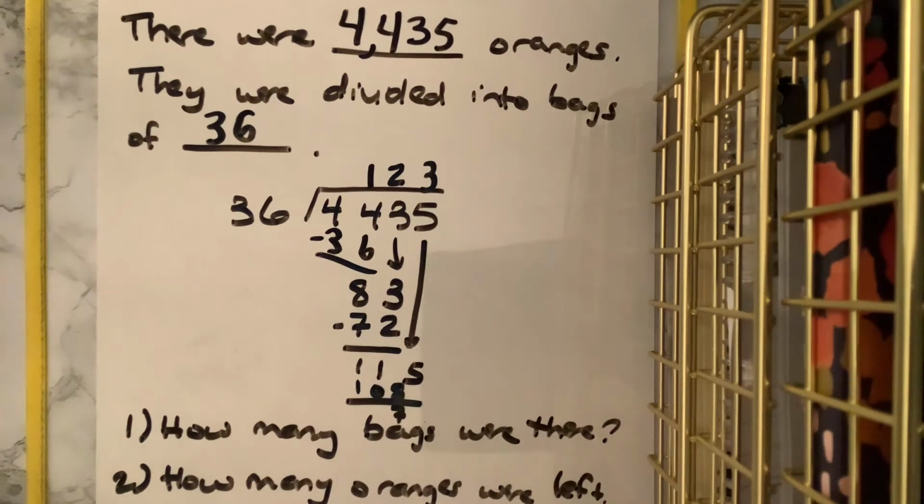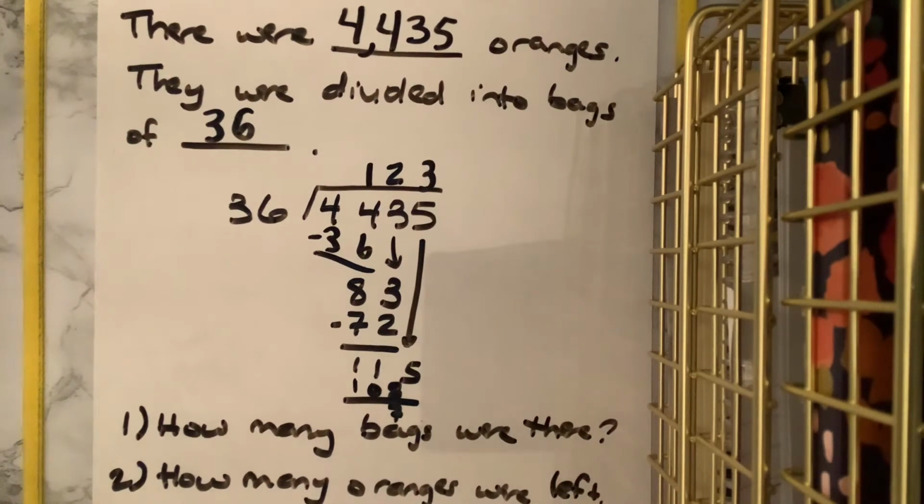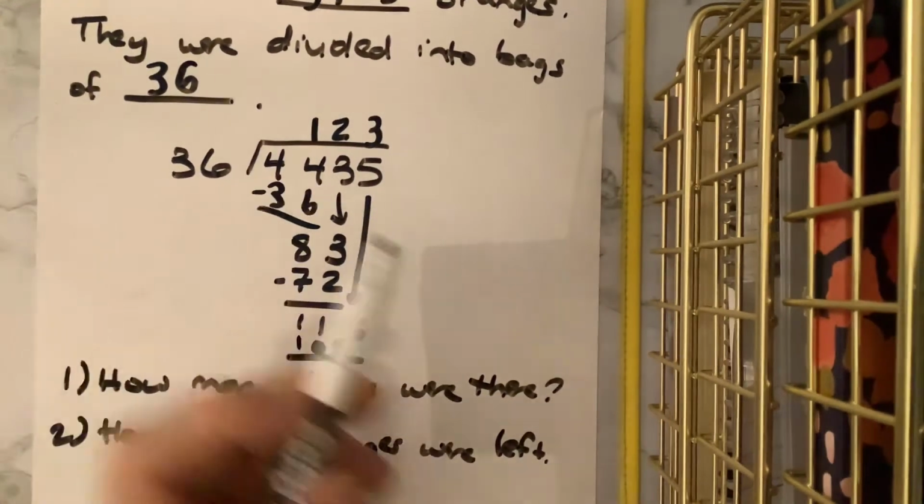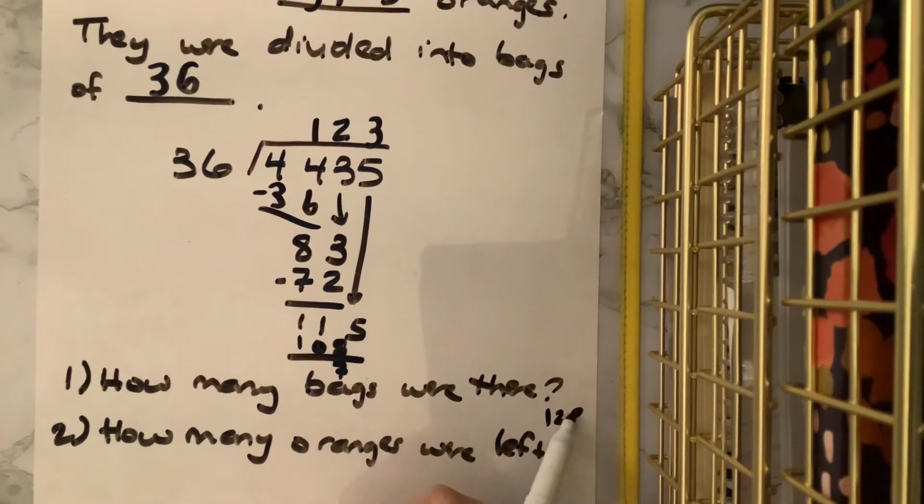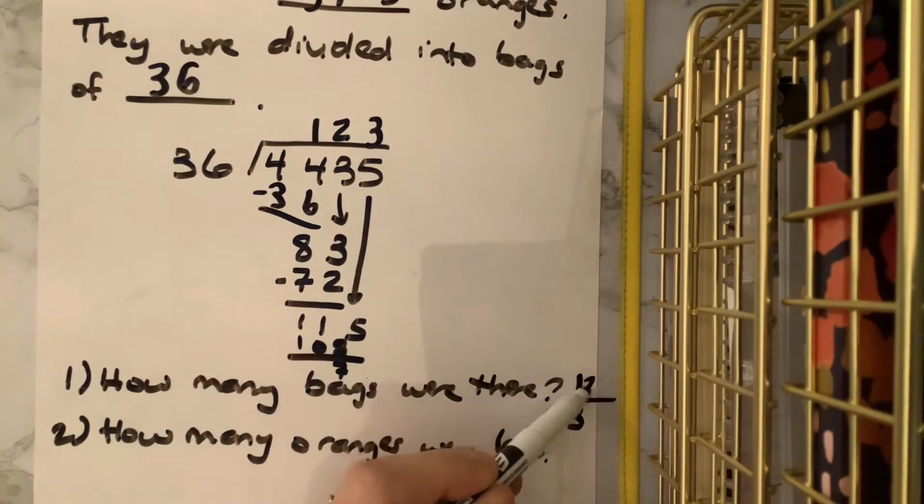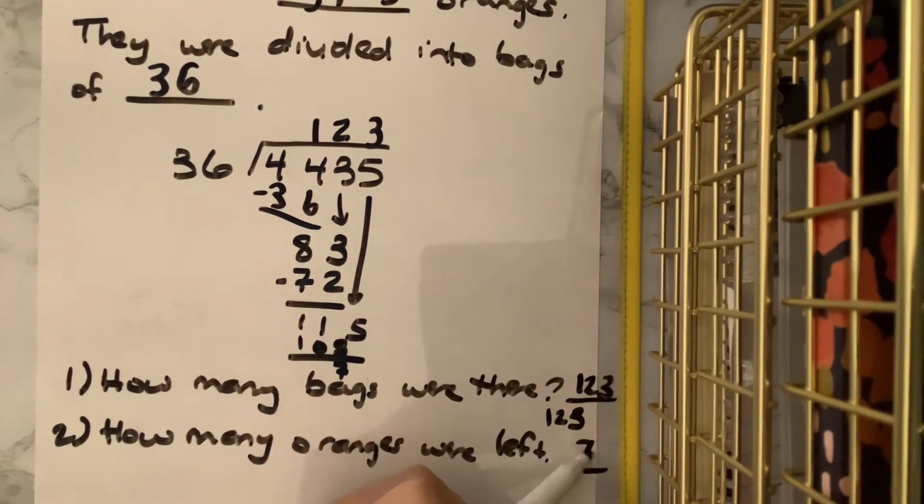So question 1 asks us how many bags were there? So for this answer to number 1, there were 123 bags. This is the number of bags there were. How many oranges were left? Down here, 7 is how many oranges were left. The remainder is how many oranges were left.